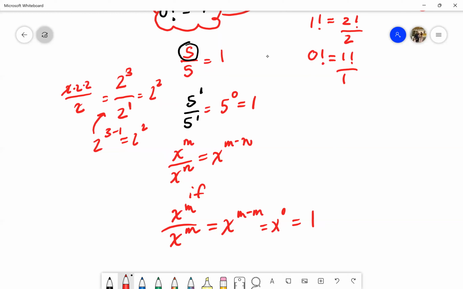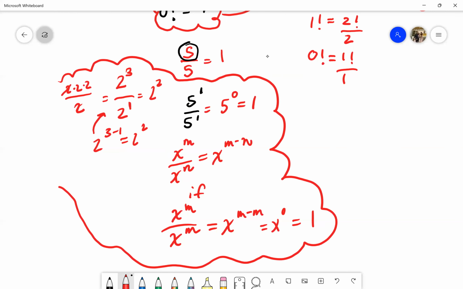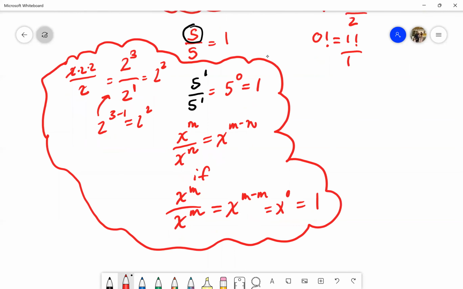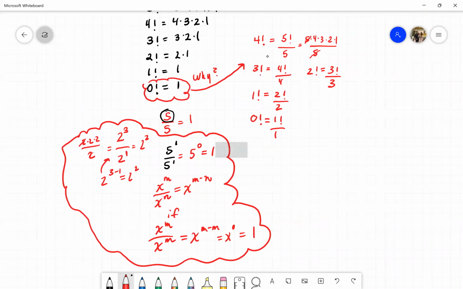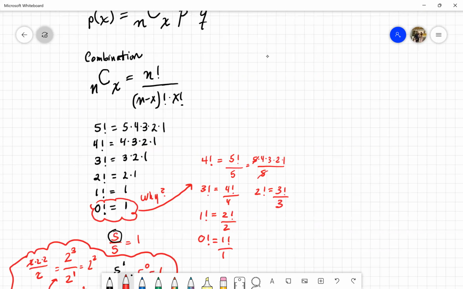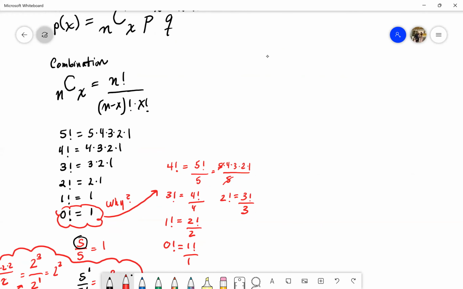Okay, so I'll put another bubble around here. All right, but we're not done. We've got to continue. I'm trying to be a teacher. Okay, so I'm going to challenge you to know how to do nCx. So I'm going to make another parallel over here, and look how our notes are getting.